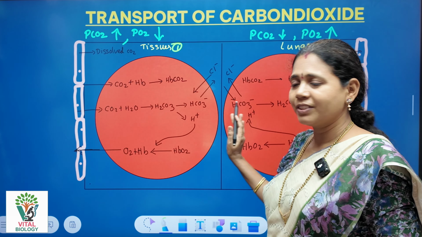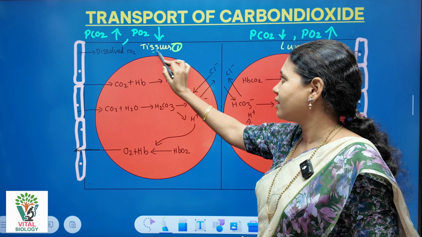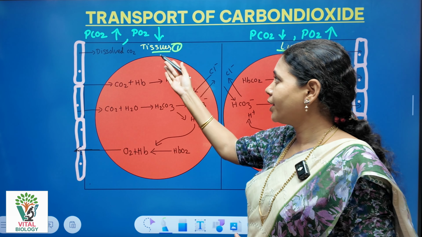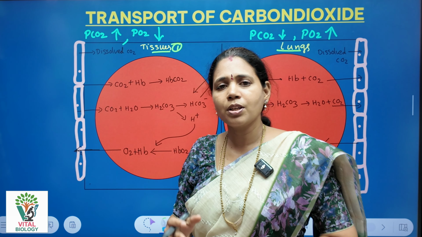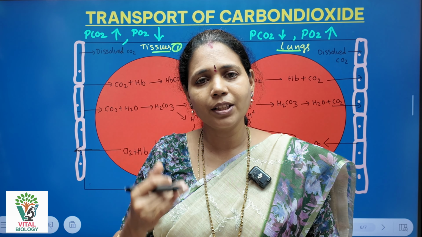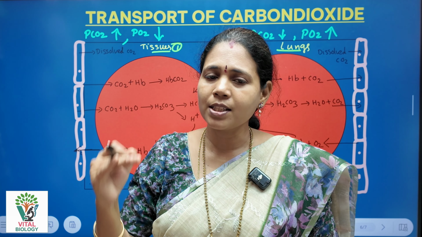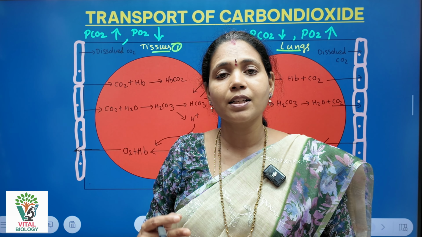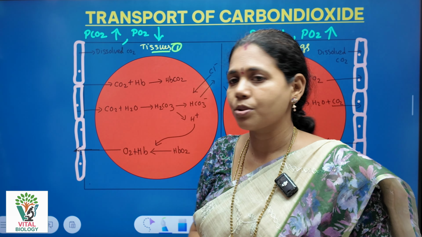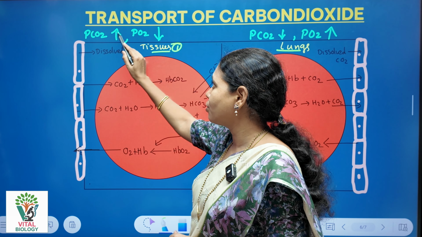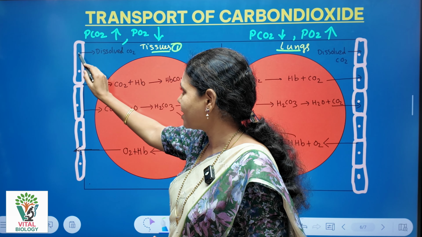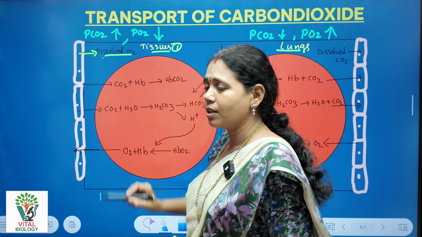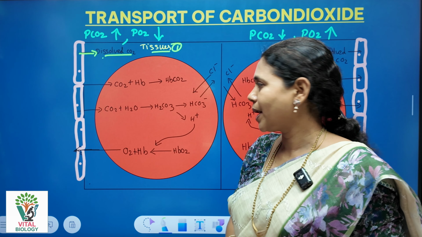So in this diagram, we are representing one half, the region of the tissues, and the other half, the region of the lungs. As we already know, near the tissues the partial pressure of oxygen is less, as oxygen is already utilized by the cells. Whereas as a result of those catabolic reactions, carbon dioxide is released into the tissues. That is why the partial pressure of CO2 is more. So here you can see that when carbon dioxide is released from the tissues, it dissolves in the plasma.